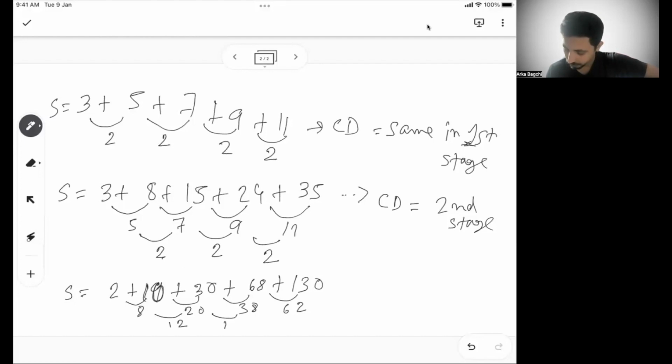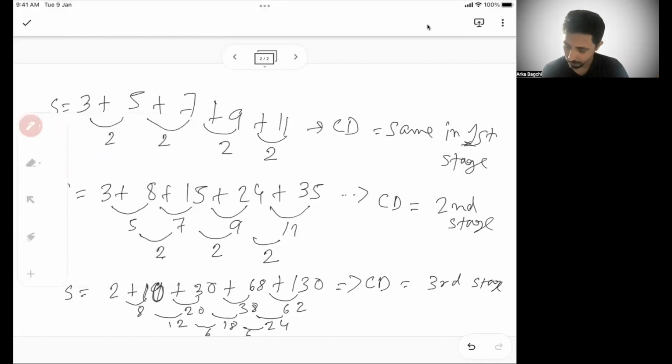You get 12, 18, then 24. So in the second stage also, the gaps are not the same. Now, if you go to the third stage, you will get 6, 6. So I can see in the third stage the common difference is appearing. So we can say the common difference comes in the third stage. So the first one is called the first order AP, where the common difference appears at the first stage itself.